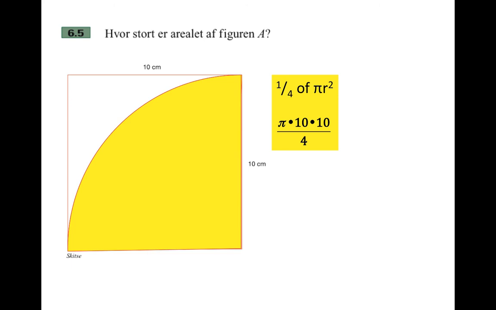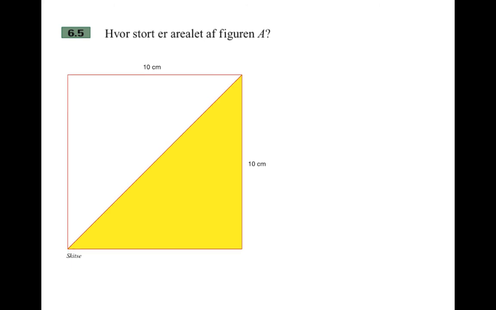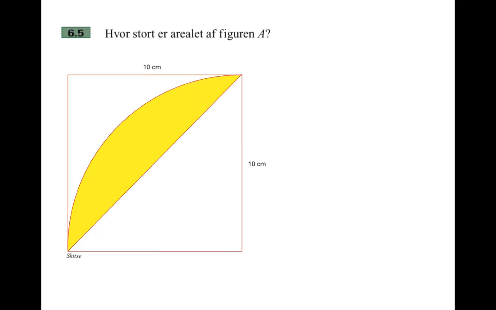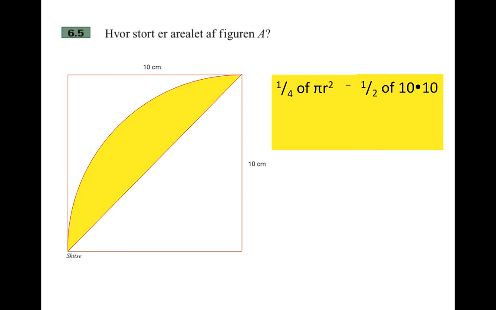Now think about a triangle that's half of that square. So that will be a half of 10 times 10, 10 times 10 divided by 2. The difference between those two areas is this. So numerically, the difference between them is a quarter of pi r squared minus a half of 10 times 10, pi times 10 times 10 over 4 minus 10 times 10 over 2. The difference between the two things we just thought about.